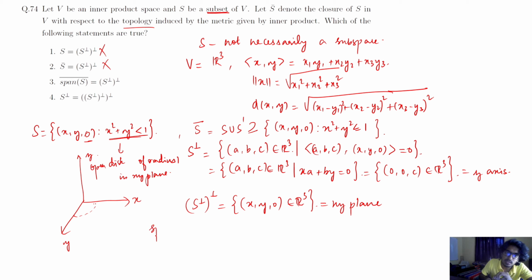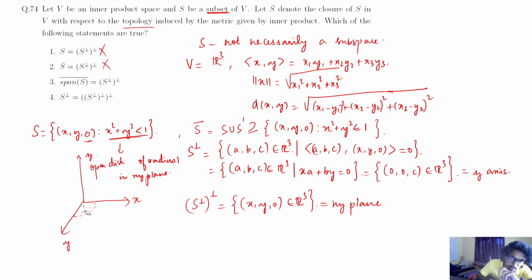What is the span of S? First of all, we'll have to find it, right? So span of S means the linear combination of points in that S. If you choose any two different points from this circle and form a linear combination, the points lie on the xy plane only, right? If you find the linear combination also, that is going to lie in the xy plane.